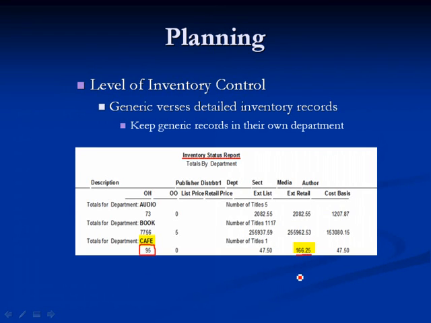$166.25. Is this a good number? It might be. It might not be. It all depends on what you put on that record. The accountant's going to have to determine that. It's going to be easier for your accountant to do that if they can get in and find those numbers. If it's buried in a department with detailed records, it's going to be much harder for them to pull it out.